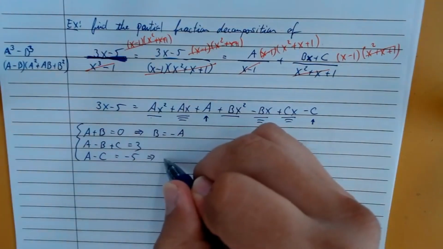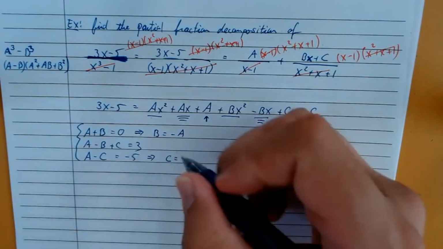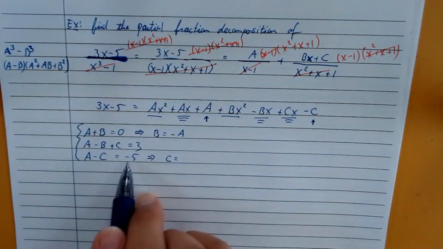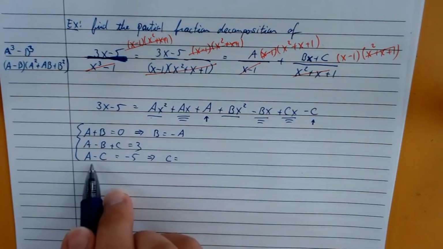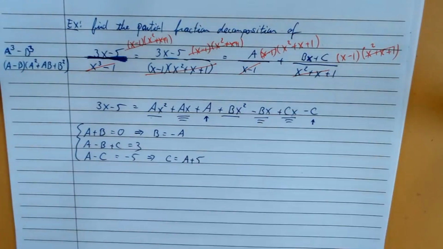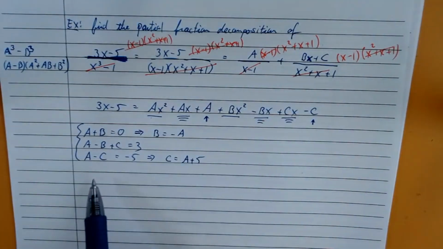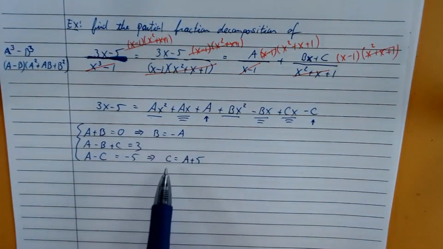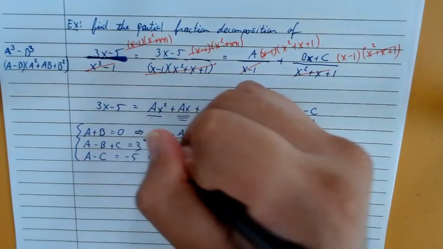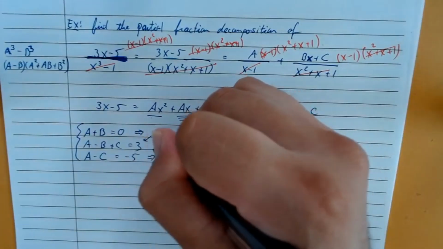In the bottom equation, I can say c is equal to, I can add the c over this way and then add the 5 back this way. So a plus 5 would equal c. So we can solve for b in terms of a. We can solve for c in terms of a. And then we can throw both of those into the middle equation.